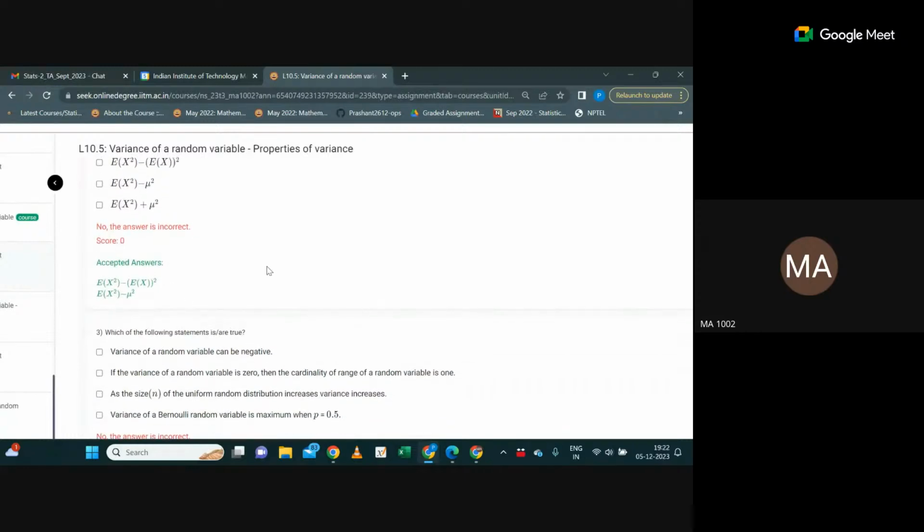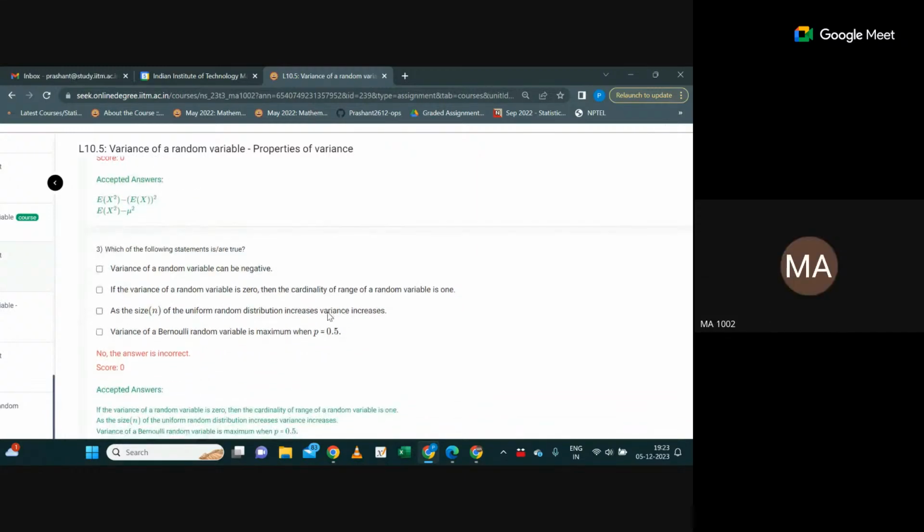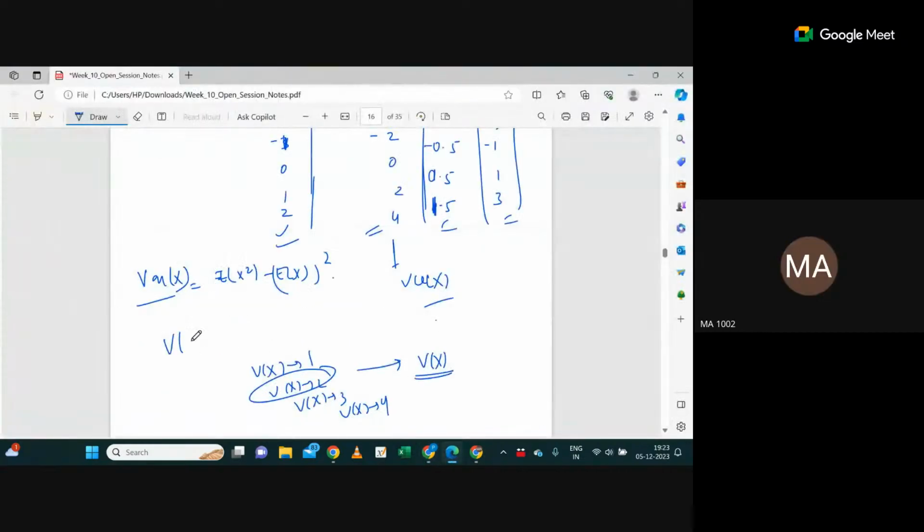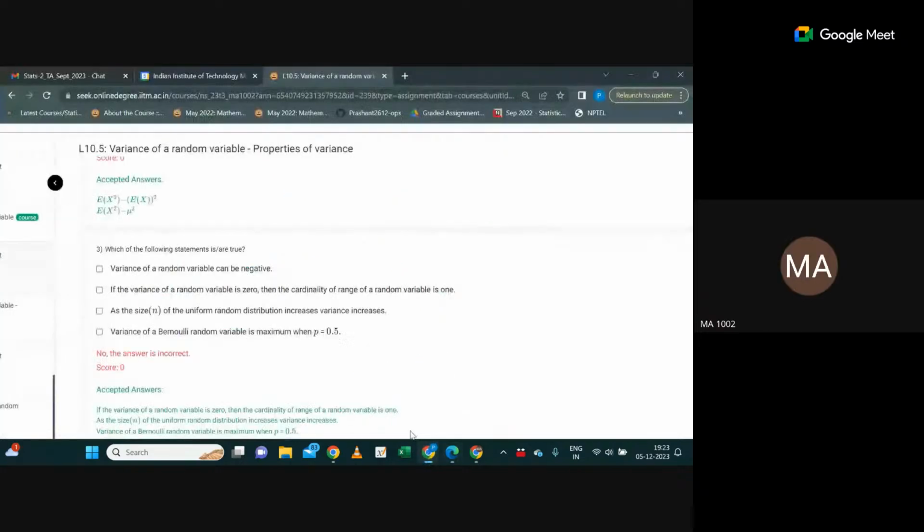Now tell me, which of the following statements is correct? Whether the variance of a random variable can be negative: no. If the variance of a random variable is 0, then the cardinality of the random variable is 1. Cardinality 1 means it is going to take only one value, right? The variance of a constant is 0, so the cardinality of that random variable is only 1.